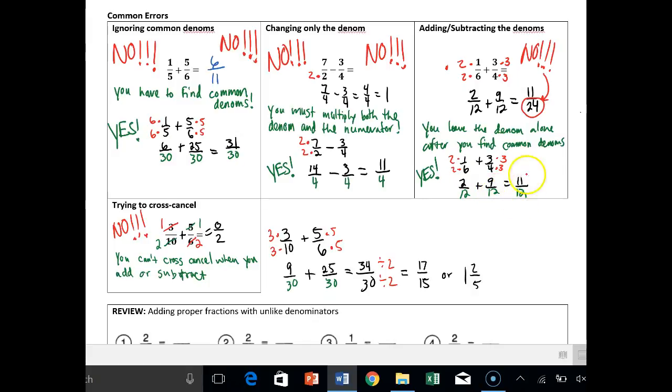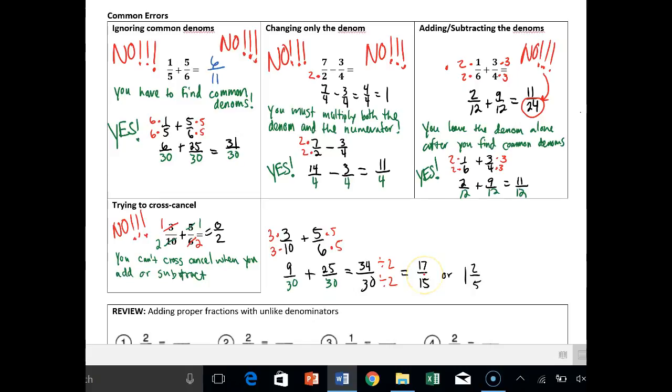It should be 11/12. And then a final error that I see all the time is when students try to cross-cancel. You cannot cross-cancel when you add and subtract, only when you multiply and divide. So you can't change the numerator and denominator by asking what can I divide them both by. Here it's just straight up 10 and 6. They have a least common multiple of 30. So I multiply 3/10 by 3 and 5/6 by 5. I get 9/30 plus 25/30. 34/30 would be unacceptable. You have to simplify.